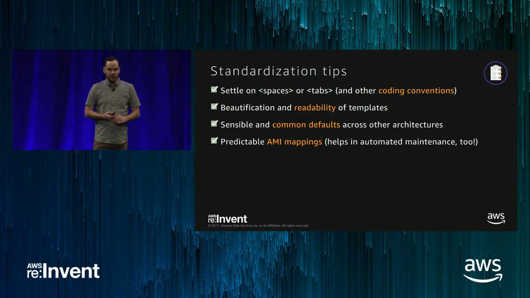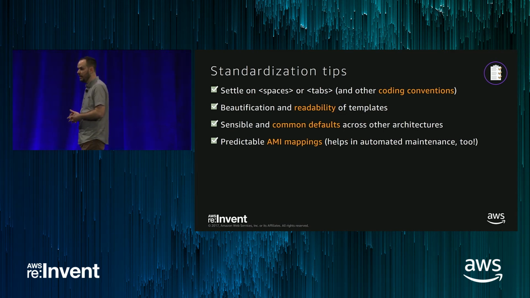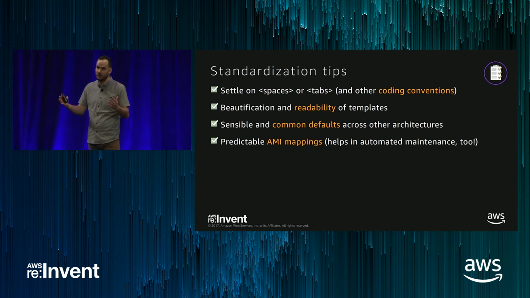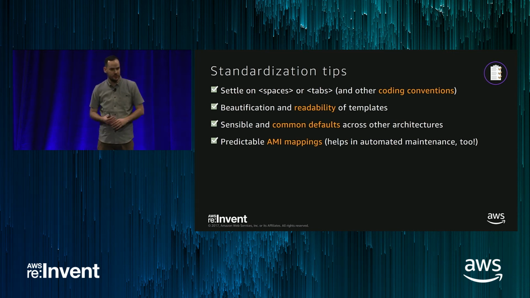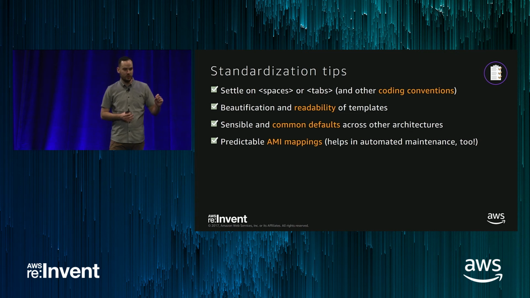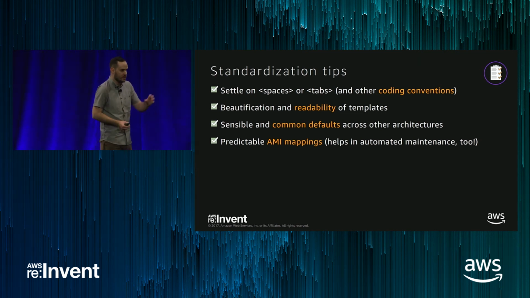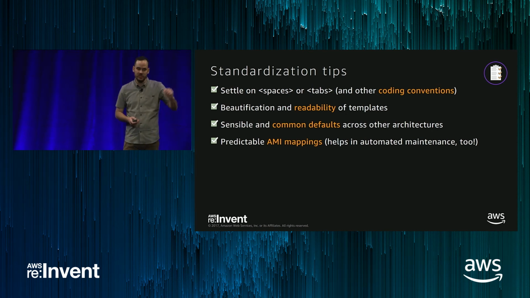When it comes to AMI mappings, you want to make sure that you have those specified in your template. AMI mappings will help you with multi-region deployments. So if you need to have your template support US East 1 or US West 2, you have those AMI mappings in there. It also allows you to automate some of the maintenance. You can create a quick script that looks at the template, finds which AMIs may have changed, and you can update them.